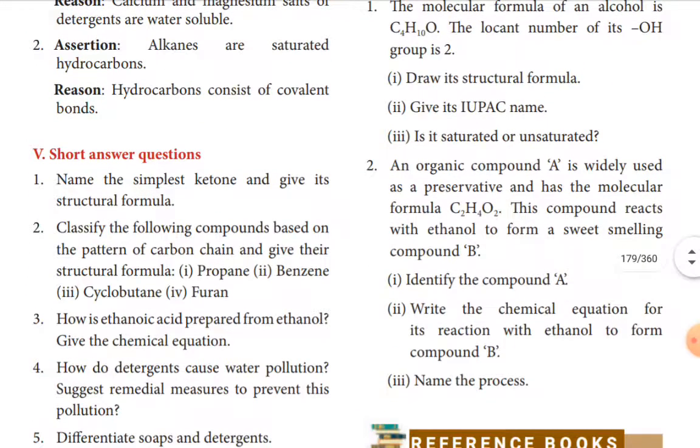Name the simplest ketone and give its structural formula. Simplest ketone is acetone, that is propanone, CH3COCH3. I already sent the answers, you check it. Then classify the following compound based on the pattern of carbon chain and give their structural formula. Propane, that is CH3CH2CH3.